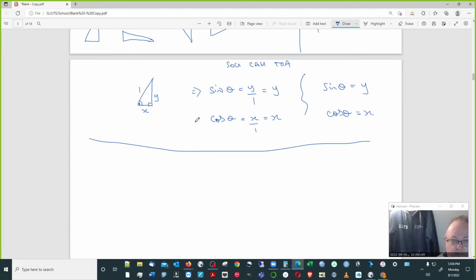Okay, the next thing we want to do is consider this guy. Let's just do that quickly. Pythagorean: 1 squared is equal to x squared plus y squared. Cool. What's another name for x? Cos. Cos squared. What's another name for y? Sine. Sine squared.